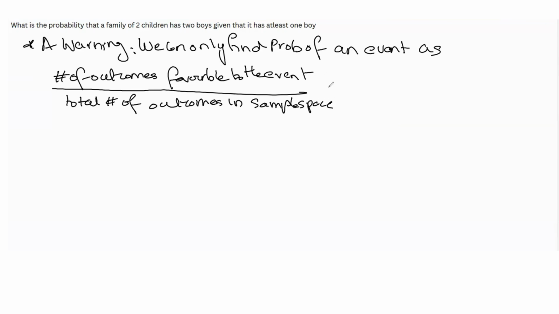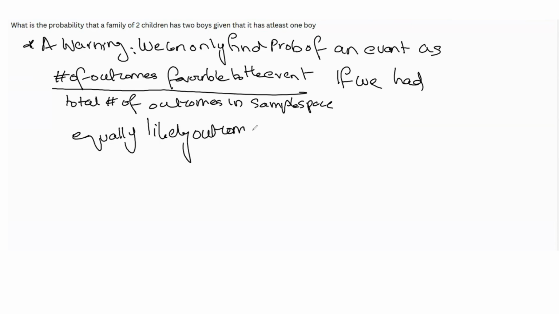This works if we have equally likely outcomes in the sample space, which we had in this case, because of the assumption that the probability that it's a girl is the same as the probability that it's a boy, a 50-50 chance. So remember, whenever you are using this formula to find probability, make sure you have equally likely outcomes in the sample space. Otherwise, you cannot find probability as number of favorable outcomes by number of total possible outcomes. That only works under the assumption of equally likely outcomes. This is something to keep in mind in general.